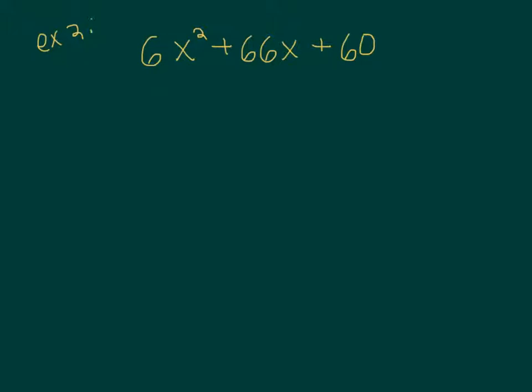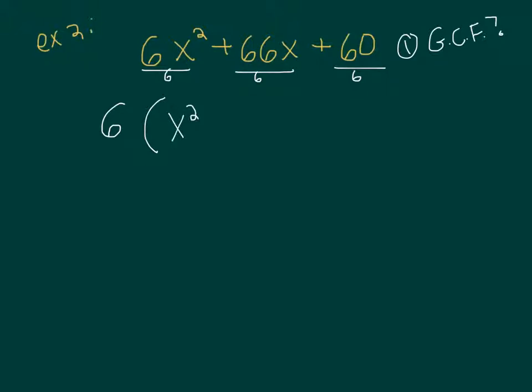Okay, let's try a second example. Here we have 6x squared plus 66x plus 60. Now, always remember that your first step is to look for any GCFs that your trinomial or polynomial might have. In this case, between all three terms, I actually have a 6 as a common factor. So my first step is going to be to factor out that 6. Again, with factoring, it's just like you're dividing out that common factor. So I'm left with x squared plus 11x plus 10. Okay, this looks a lot nicer.